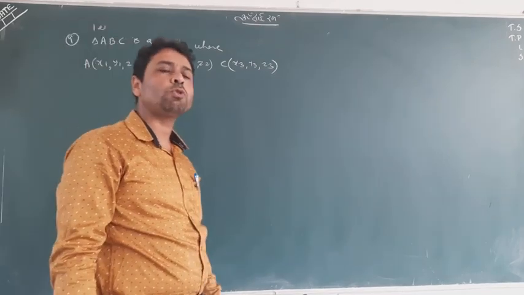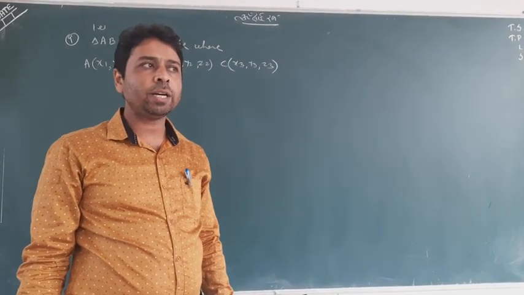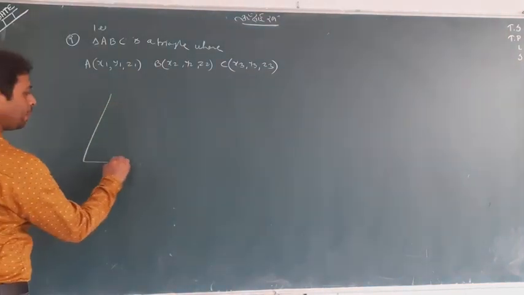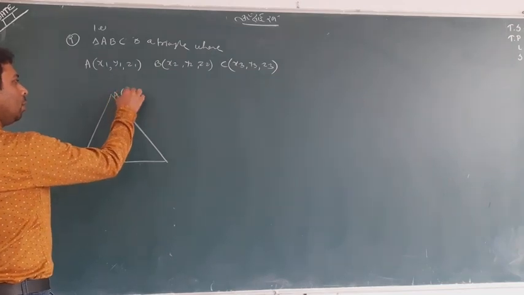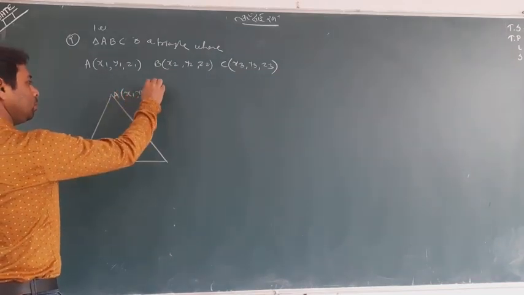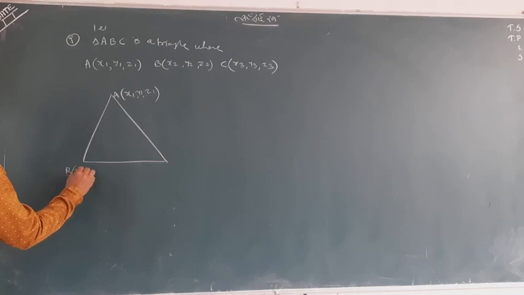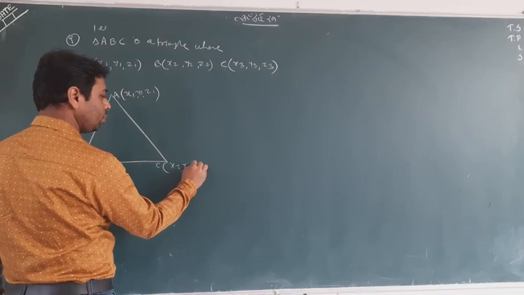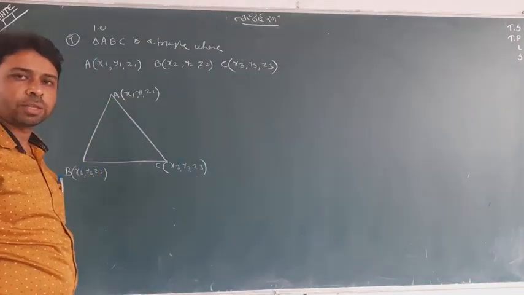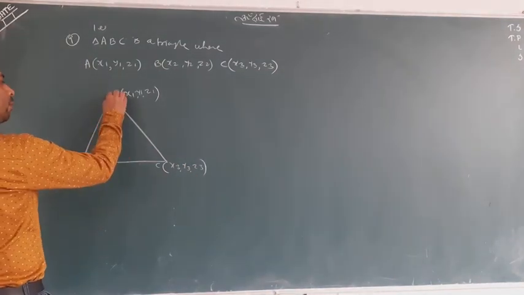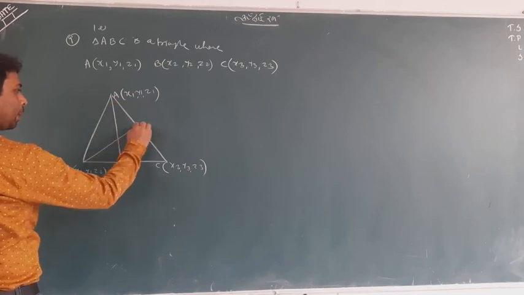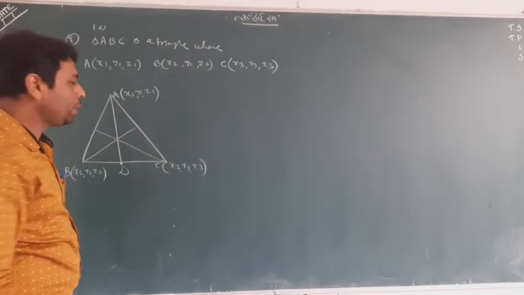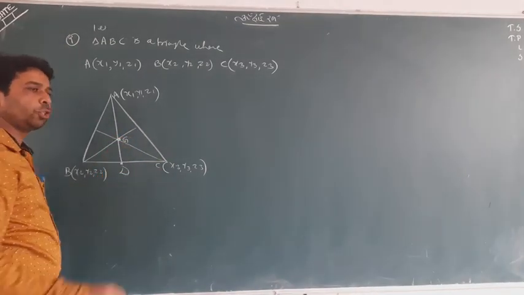First of all, you should know what a centroid is. Centroid is the intersection point of medians. Let me make a picture here. It is x1, y1, z1. It is x2, y2, z2. x3, y3, z3. Now I want to make one median, second median, third median. Median means it goes to a midpoint. So the intersection point of the medians is called the centroid, G.